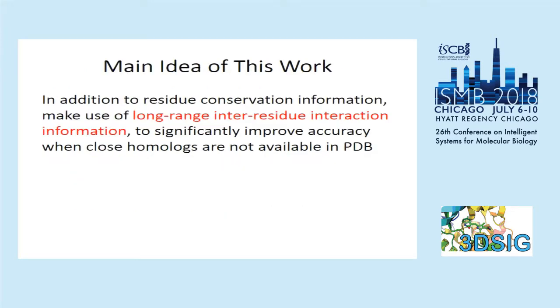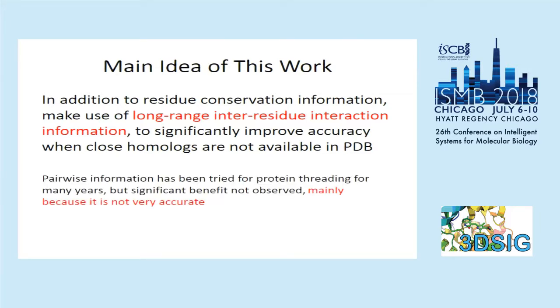The main idea of this talk is that, in addition to using the residue conservation information to do the protein alignment, we make use of the long-range inter-residue interaction information to significantly improve both the alignment accuracy and the template selection accuracy, when we couldn't find close homologs in the PDB. So this is the main idea.